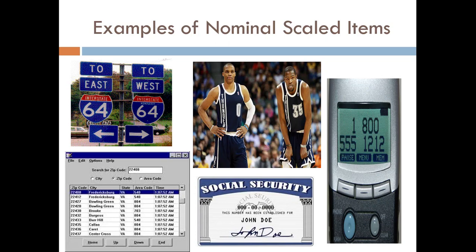When we look at zip codes, certain zip codes represent certain regions. These numbers are being applied to an instance of a variable, in this particular case, region, and the zip code is just meant to differentiate one region from the other.